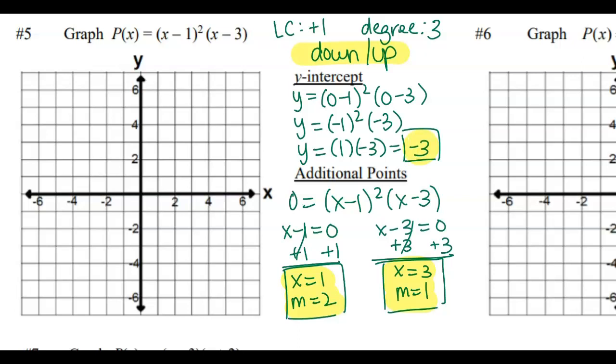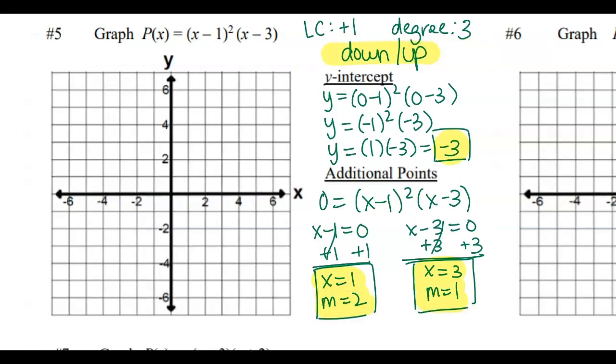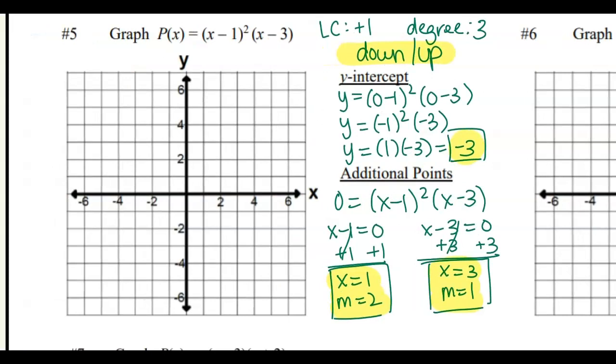I have everything I need. Remember, when you have an odd degree, you should have an odd number of roots or x-intercepts. Even though there's just 2, x equals 1 is counting twice because it's going to bounce off. So let me graph this over. We're going to start with my x-intercepts, which are 1 and 3. And we have a y-intercept at negative 3. Remember, this graph is starting down and then going up. So it's going to start from a downward direction from the far left. It's going to go up through the y-intercept.